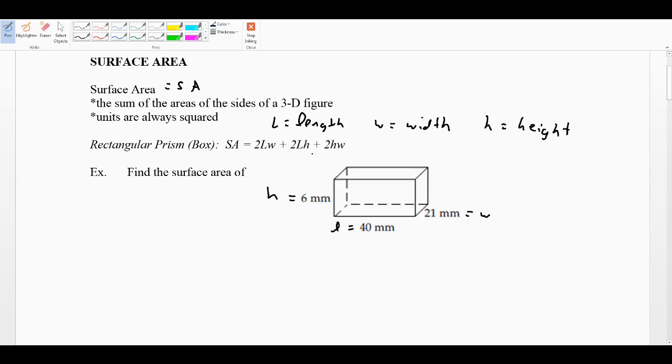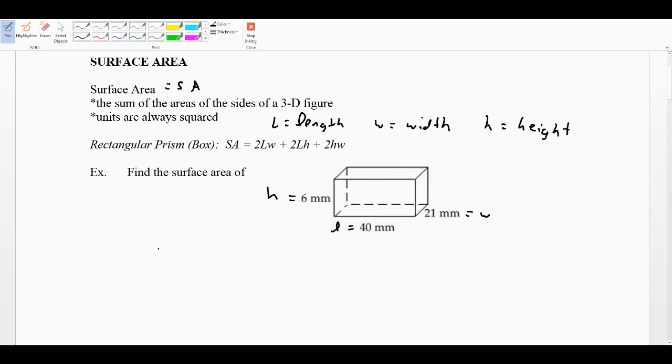Now, you can use the formula or just try to picture this box with 6 sides. The front side is going to be 40 times 6, which is the same as the back side. The left side is going to be 6 times 21, which is the same as the right side. And then the bottom is 40 times 21, which is the same as the top.